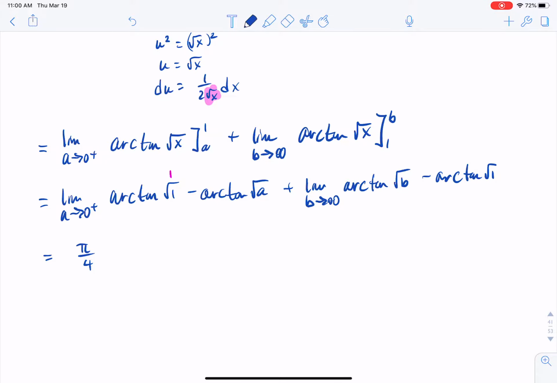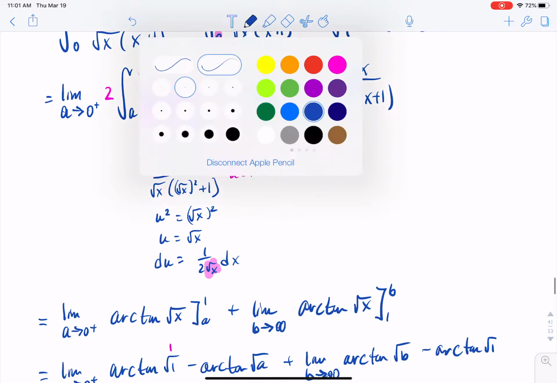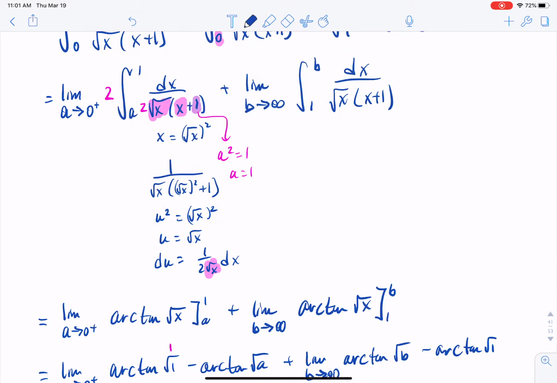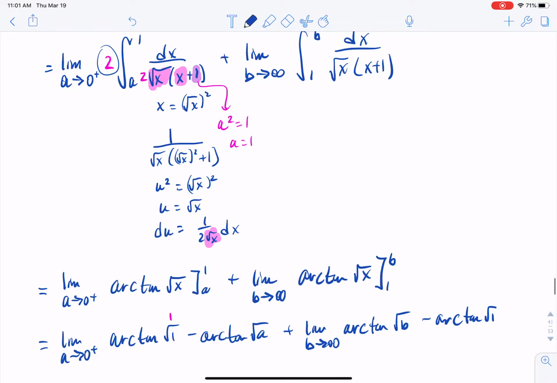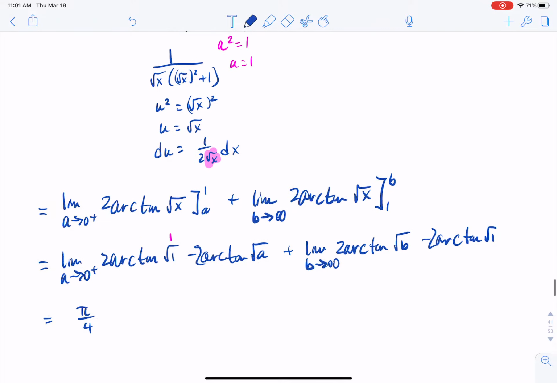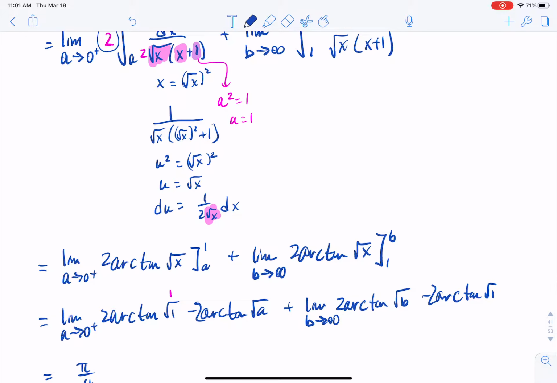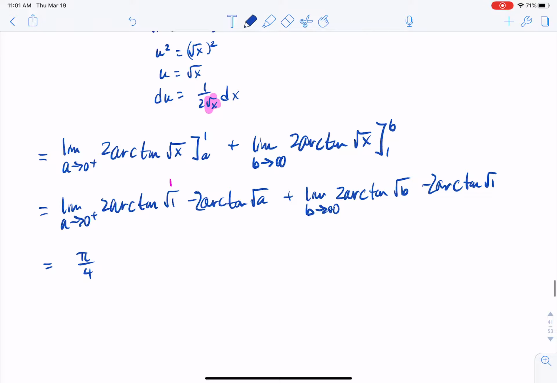And, oh, wait a minute. You know what we forgot all along the way? How come nobody spoke up? It's this 2 that's right on the outside. There should have been a 2 there. Let's fix that. 2, 2, 2, 2, and 2. Oh my gosh, I'm glad that I noticed that, since nobody else did, which means that this actually is a 2 times that.